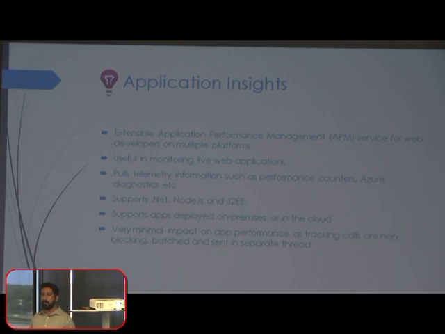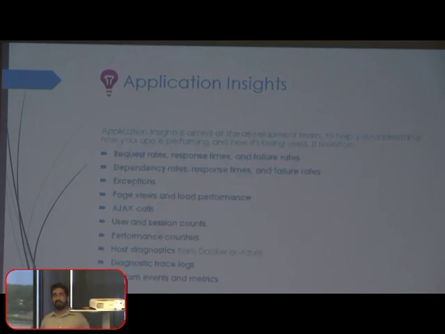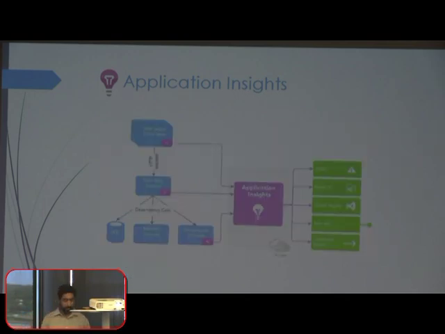It has very minimal impact on app performance when we are integrating App Insights into our app, because tracking calls are non-blocking and they are batched, so generally they run in a separate thread and they really don't hit the application performance. Using Application Insights, we can monitor the request rates, response times, dependency rates, failure rates, exceptions, the page views and load performance metrics, AJAX calls that were made to our app, user and session counts, performance counters, diagnostic trace logs, and so on.